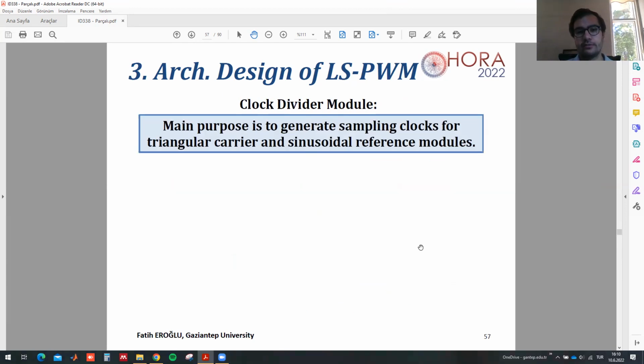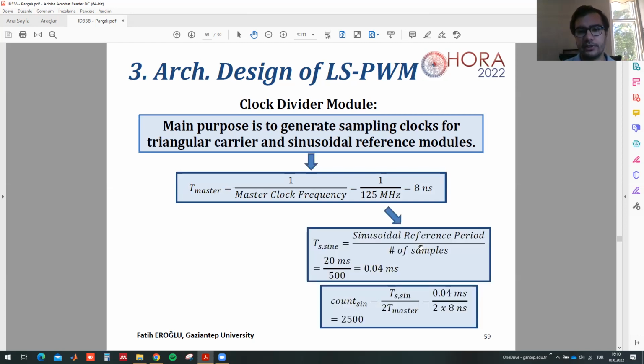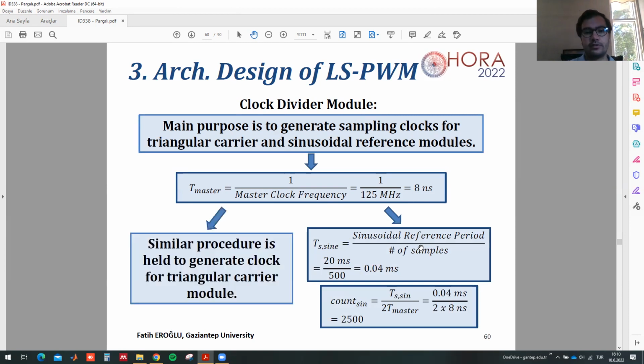We also need a clock divider module in the architecture to generate sampling clocks for different modules. In this example, we created clocks for the triangular carrier and sinusoidal reference modules. As we said, the master clock frequency is 125 megahertz. With this calculation, we need to develop counter values to create different types of clocks. This is the clock that we have generated for the sinusoidal reference value, and a similar procedure is used to generate the clock for the triangular carrier module as well.